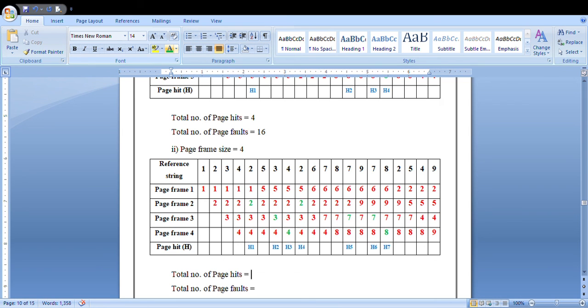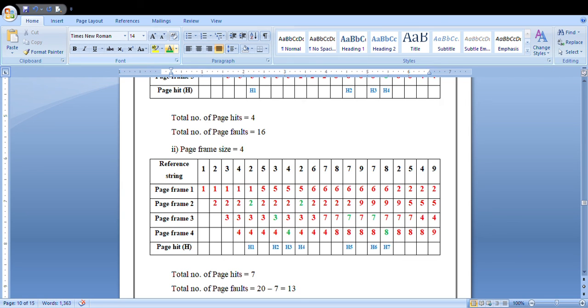In this particular case, when the page frame size is 4, the total number of hits is 7. So what is the total number of page faults? 20 minus 7, 13. So the total number of page faults is 13. This is how you will calculate for LRU.